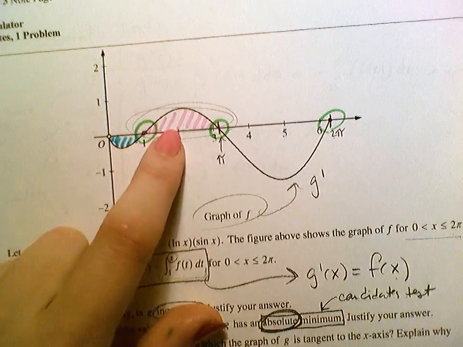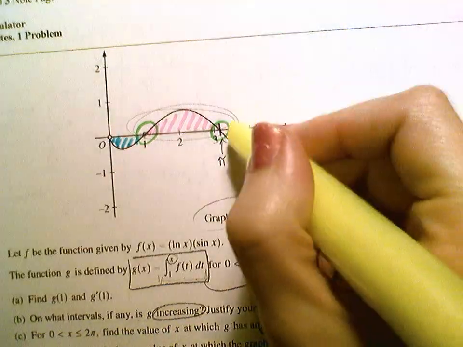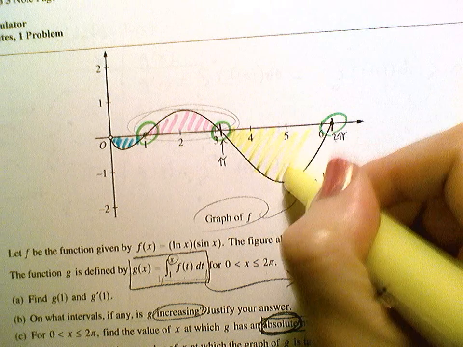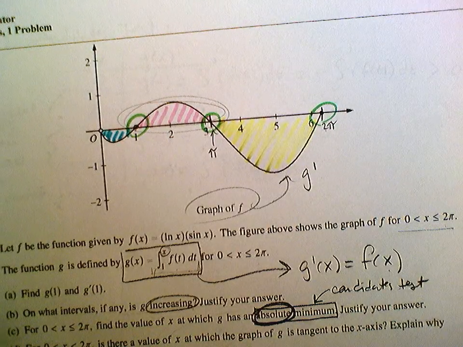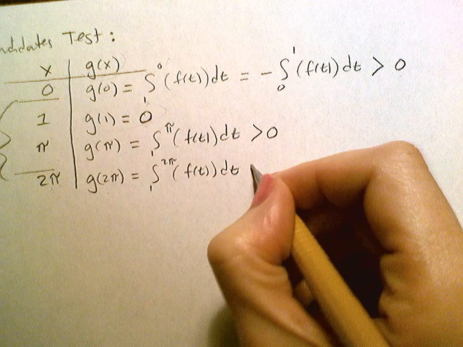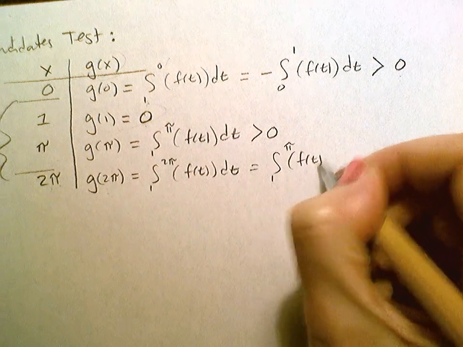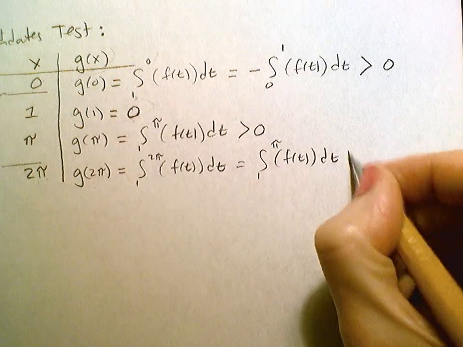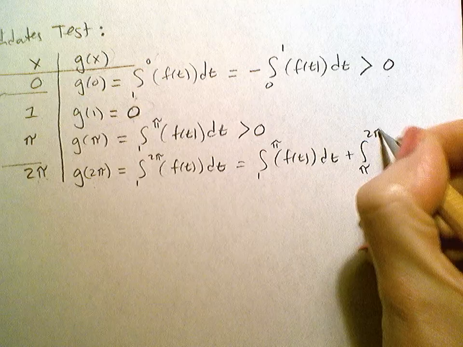So the pink area is part of it. And then I've got to add to it the yellow area. So actually, I'm going to split this integral up. I'm going to split it up from 1 to pi and then from pi to 2 pi. So it equals the integral from 1 to pi plus the integral from pi to 2 pi.